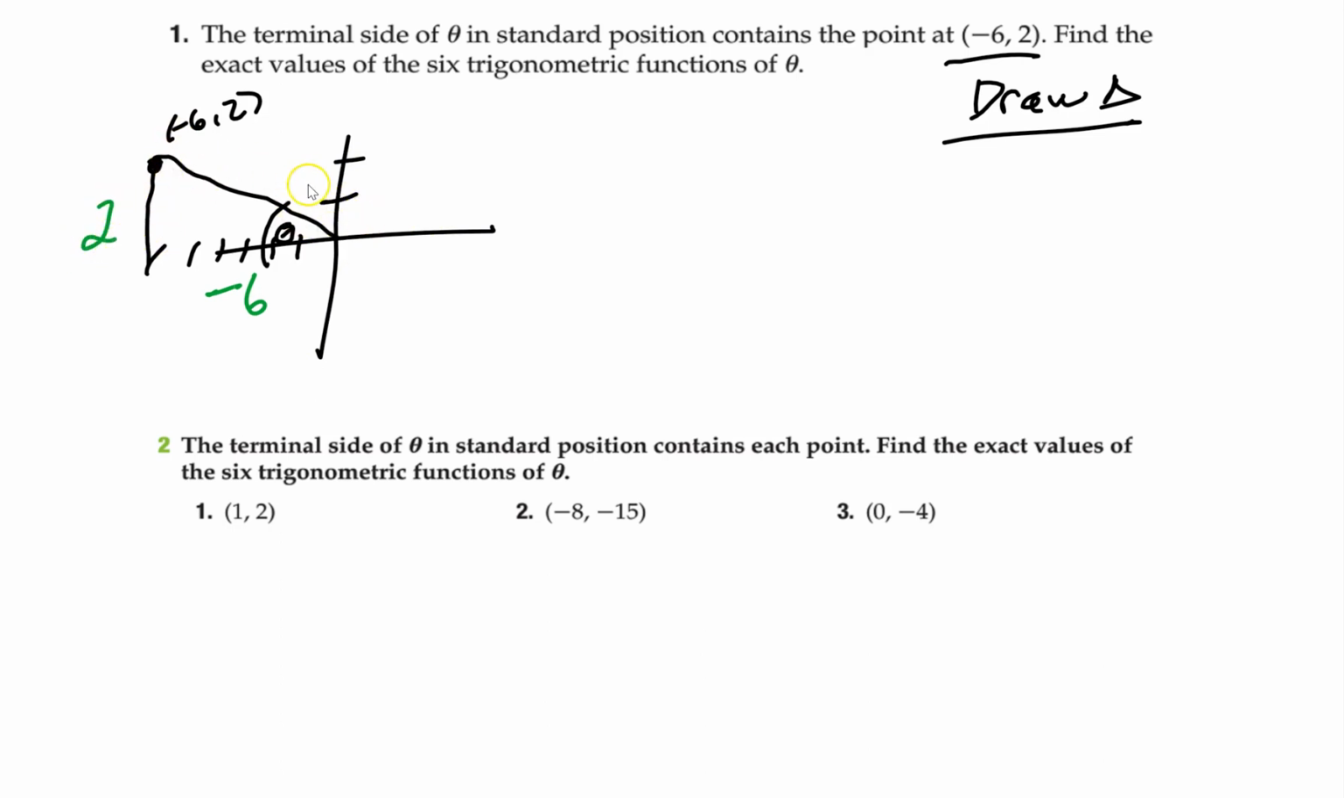Now we have to find the hypotenuse. So we have to use the Pythagorean theorem. Unlike the Tin Man, this is a right triangle, so we can do it correctly. So a squared plus b squared equals c squared. So we get negative 6 squared. Remember, when you square a negative, it's always positive. I'm going to get 36 plus 4 equals c squared. So c equals root 40. I can actually break that down to be, let's see, 2 times root 10. So that's the hypotenuse. And now if I want all six trig functions, that part's the easy part. If I want sine of theta, all we have to do is SOHCAHTOA.